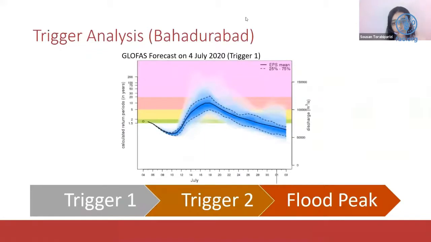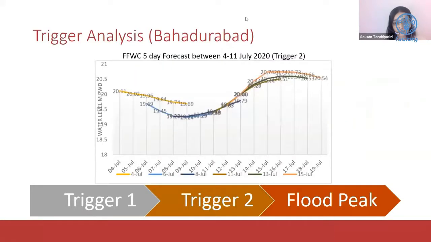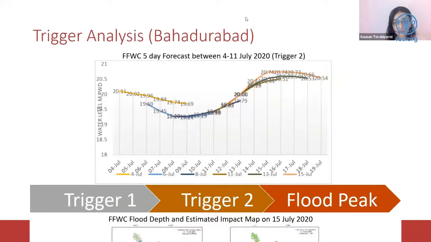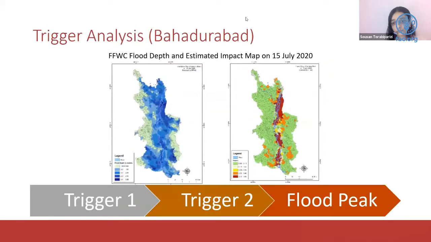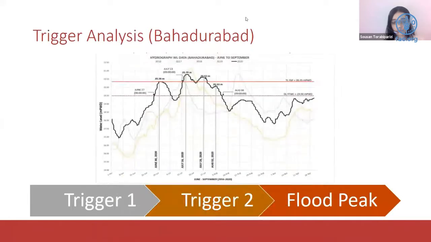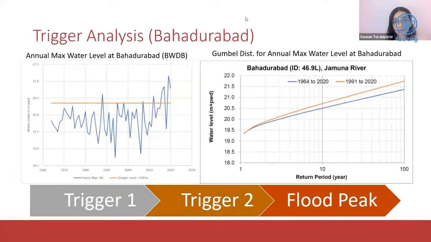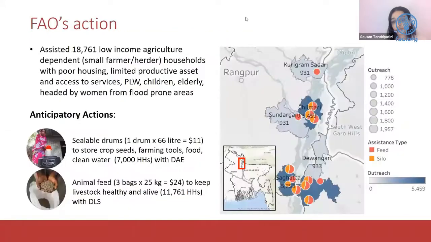As you can see, trigger one was turned on 4th July, while trigger two was activated on 11 July. And this is the flood condition map that was developed using the inundation data on 15 July. As you can see, last year's flood was among the highest in the last 35 years. To respond to this, FAO delivered two kinds of assistance. Some 7,000 households received silo drums valuing around $11, and some 11,000 households received animal feed valuing around $24.